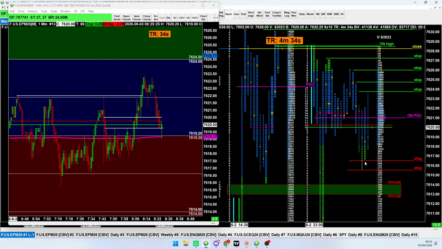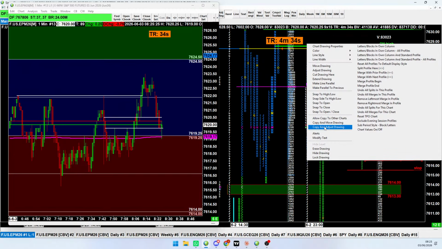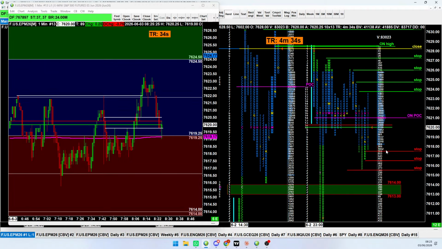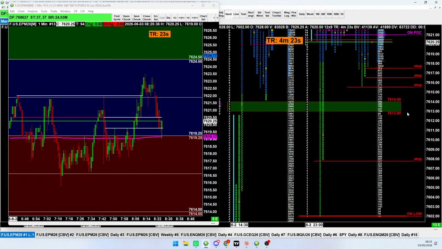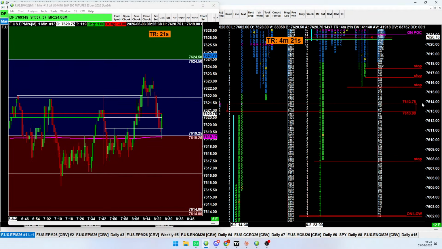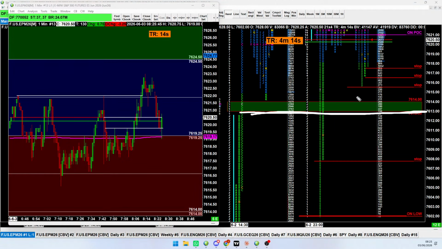Just wait a little longer. I'm curious to see, as the morning wears on, if we can get underneath this little green box, because that's exactly where the shorts are trapped, and they're front running.